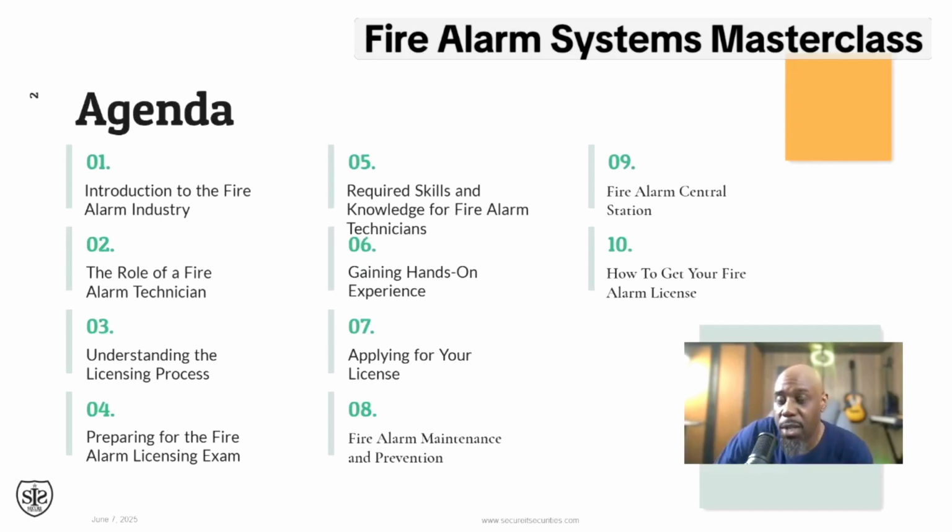The sixth one is how you can get hands-on experience. Seventh, applying for your fire alarm license. The eighth is fire alarm maintenance and prevention. Ninth, fire alarm central station. Tenth, I'm going to show you how you get your license. So bear with me as I switch these screens.